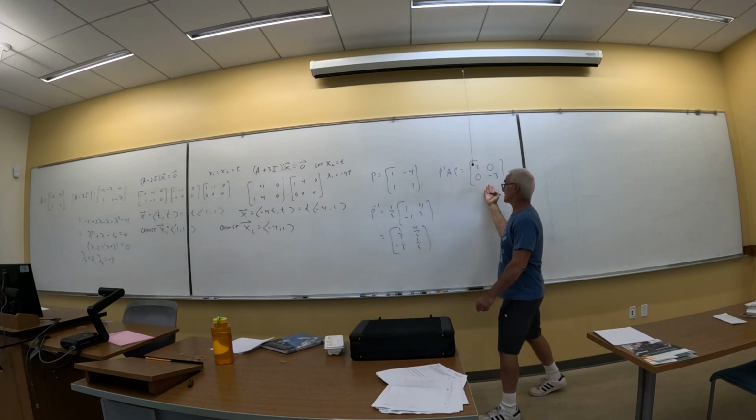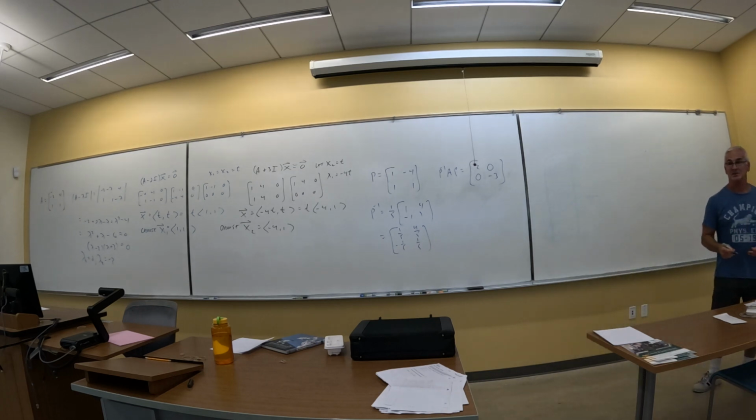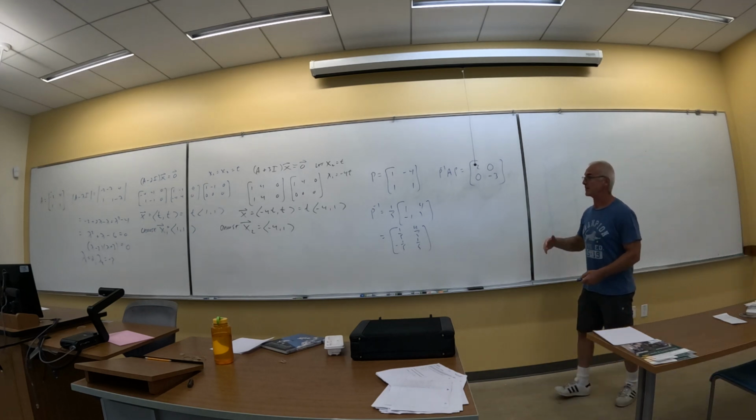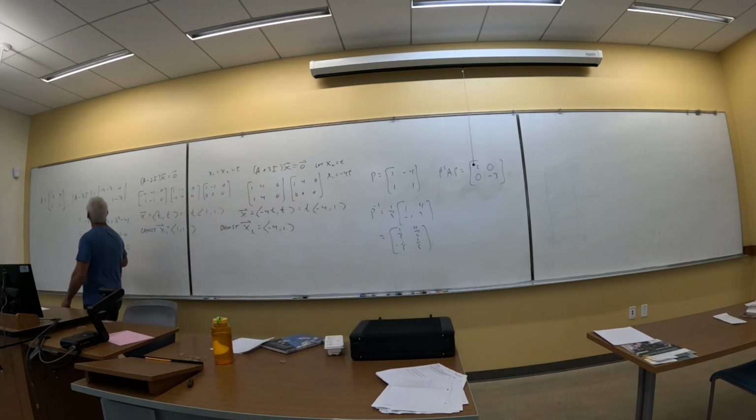If I multiplied this out, I would get this. This is the diagonalization process, and I needed all these pieces of the puzzle. To solve the differential equation, I didn't need the P inverse. For what we're doing, we do need the P inverse. Okay, so now I'm going to show you one of my favorite simple applications of this process. Okay?